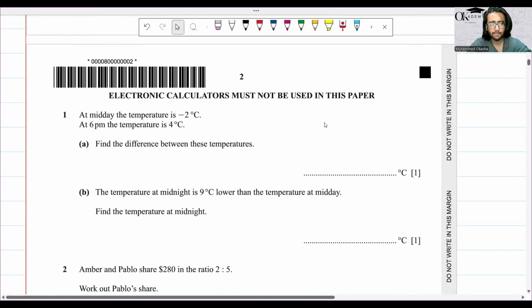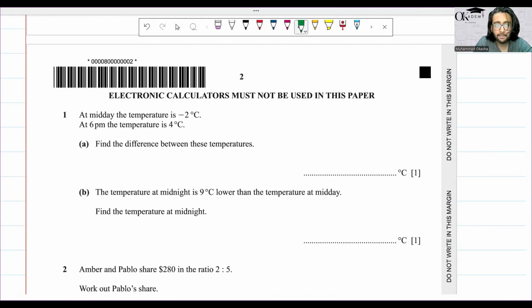At midday, so we're talking about temperatures. At midday, the temperature is -2 degrees centigrade. That sounds like we're in Canada. At 6 p.m., the temperature is 4 degrees. Still quite cold. Find the difference between the temperatures. So how do you find the difference between them? The difference is, in general, final minus initial. Sometimes the difference is big minus small as well, but mostly it's final minus initial.